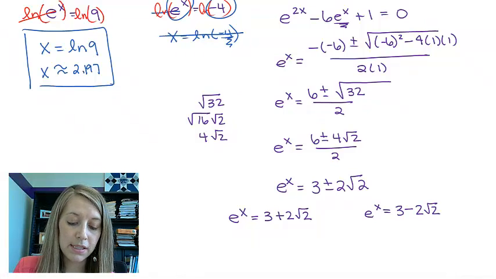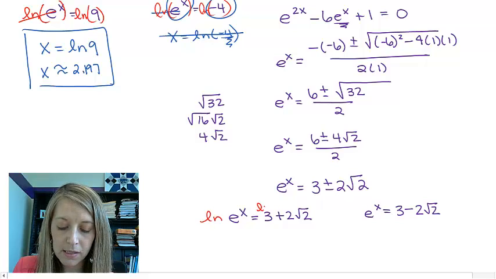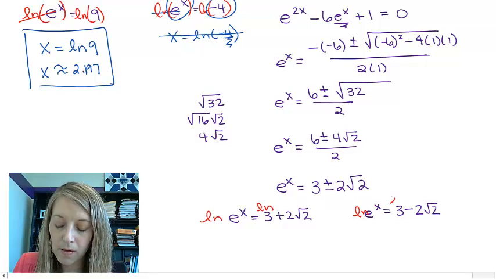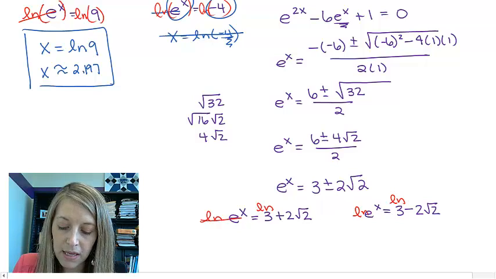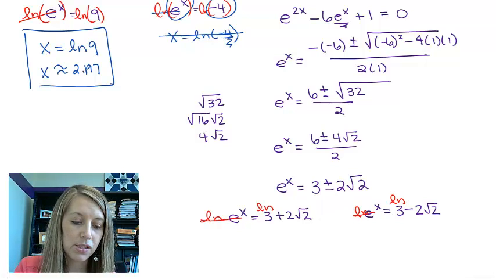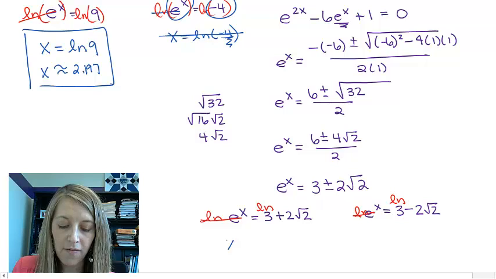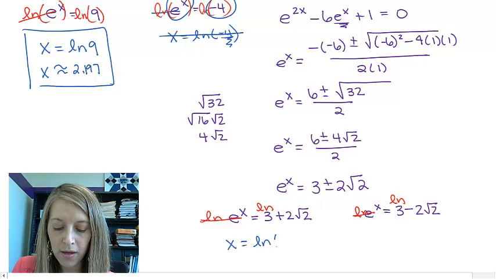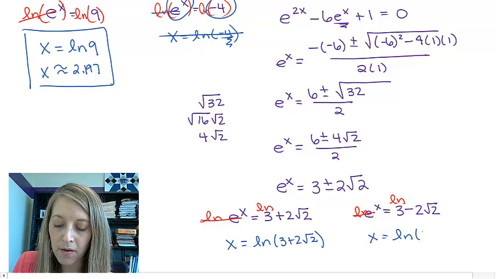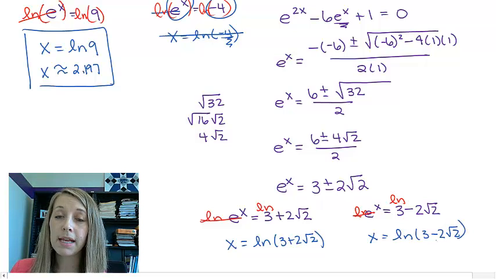So now I need to take natural log of both sides to get rid of my e to the x. And so I have the solution of x is equal to natural log of 3 plus 2 root 2. And I have x is equal to the natural log of 3 minus 2 root 2. And so these are my exact answers.